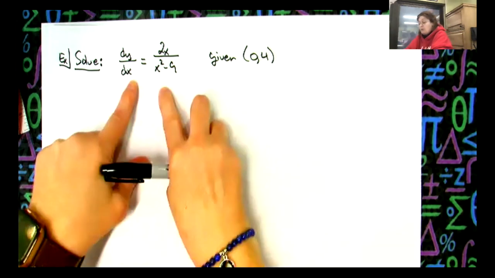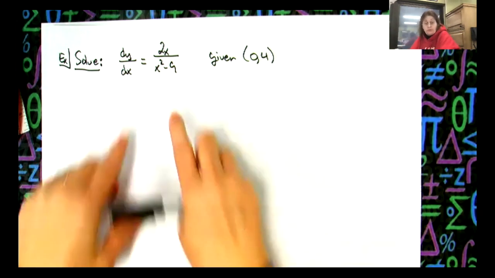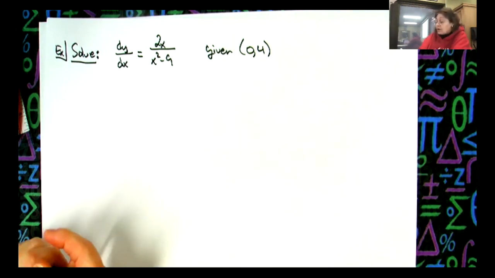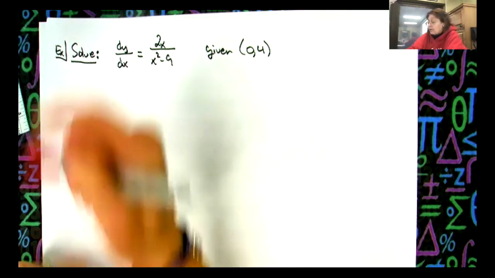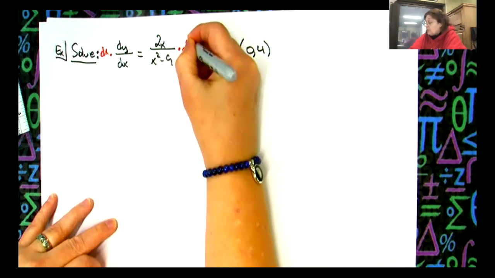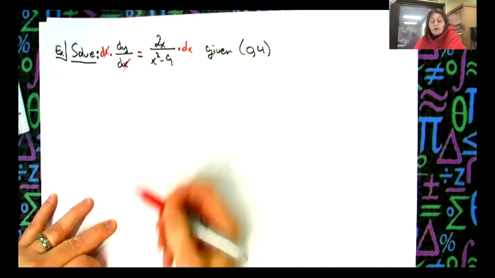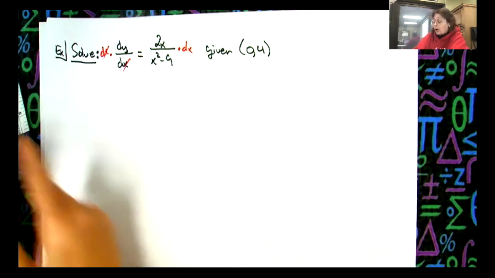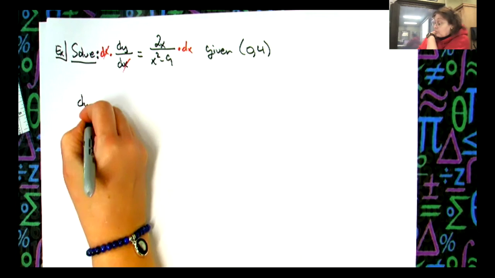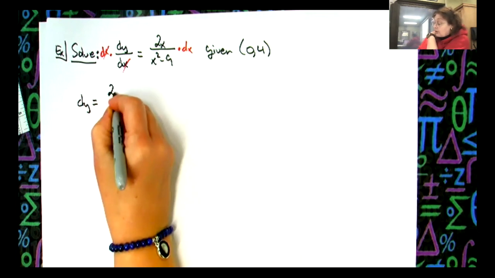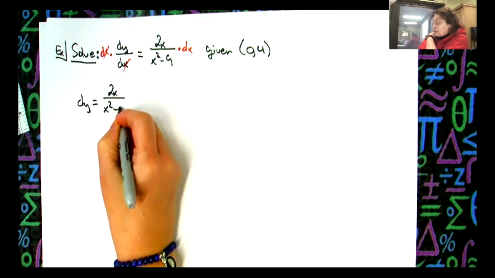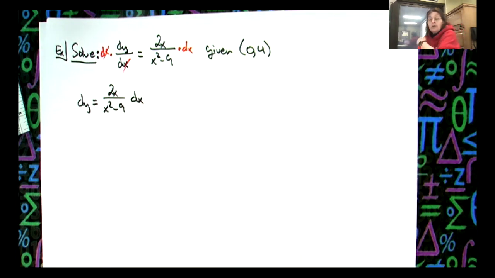This one's going to be a relatively easy one. If I want to solve this equation for dy, what am I going to do? I'm going to multiply both sides by dx. That means the dx's are going to cross out on the left-hand side, which is what I want, since I'm solving for dy. So dy is equal to 2x over x squared minus 9 dx.